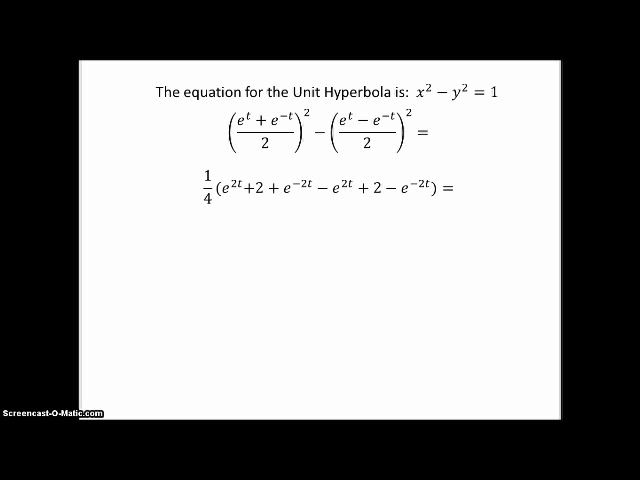The equation for the unit hyperbola is, as I said, x squared minus y squared equals 1. And so we're not going to prove anything right now. We're just going to show that these other functions do work. If I put the expression for cosh in for x and the expression for sinh in for y, and simplify that algebraically, square it out, factor the 1/4 out, things cancel, and then we're left with 1/4 times 4, which does in fact equal 1. Now that's not a proof, but it does show you that these two functions make sense.